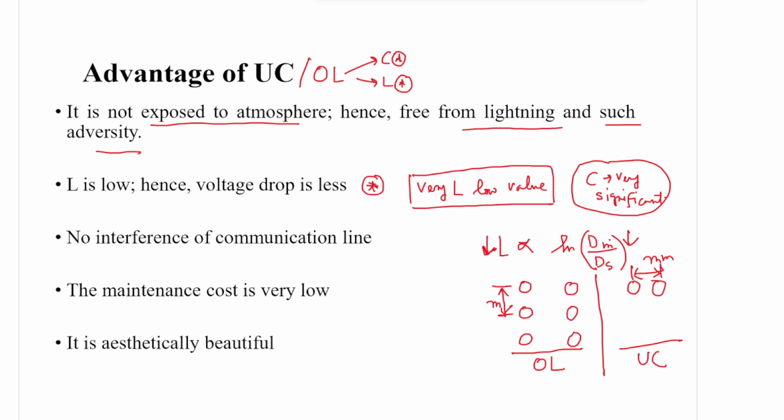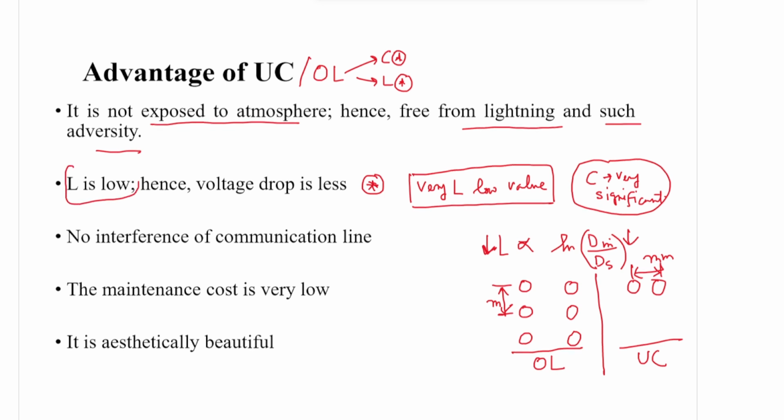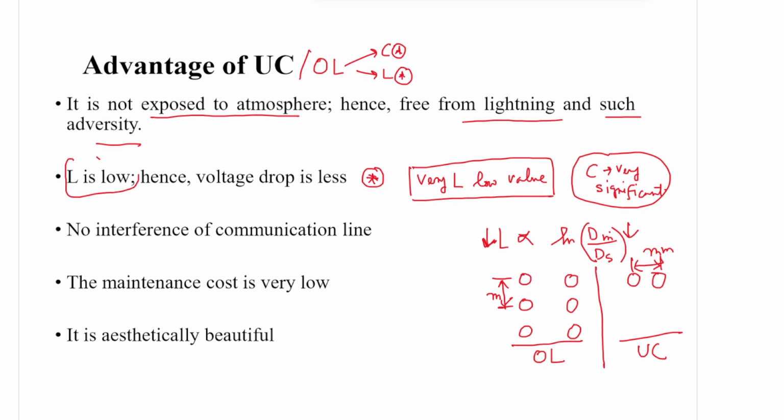So this is the reason that for an underground cable, the value of L is extremely low, and we should not give much attention to the calculation of L. As L is very low, the inductive reactance omega L is low, so omega L into I, the voltage drop, is also low. That is the advantage of underground cable: voltage drop is less.